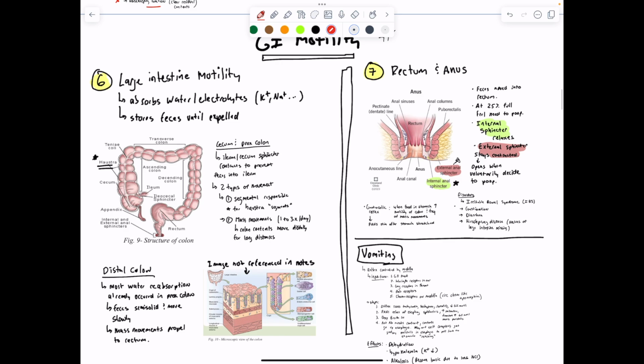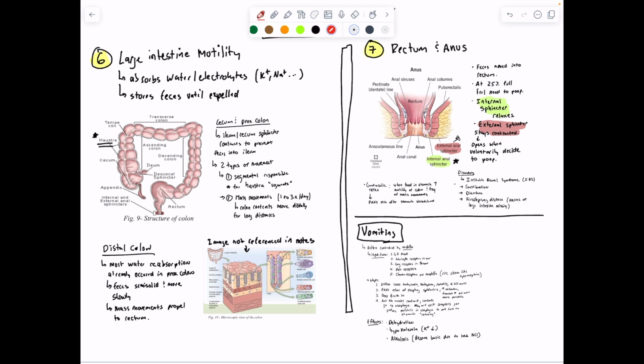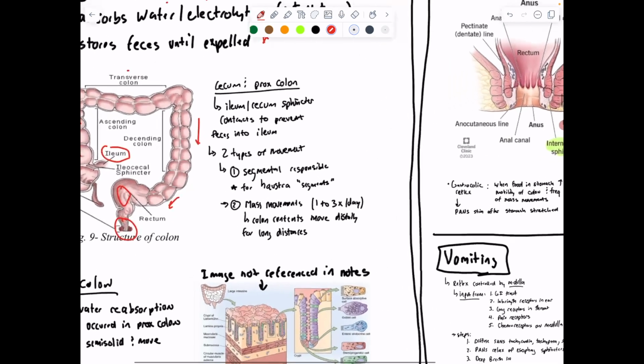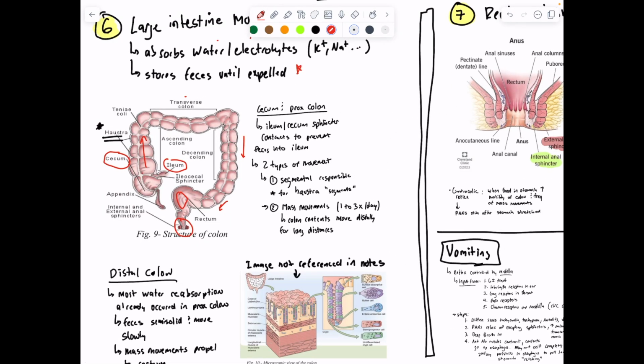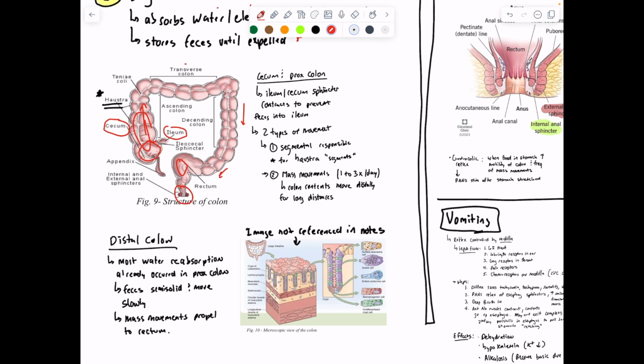We have the large intestine motility. Large intestine is going to absorb water and electrolytes, store feces until it's expelled. So we've left the small intestine. Now we're dealing with the cecum, ascending colon, transverse colon, descending colon, sigmoid colon, and then our friend the rectum, and our anus. Maybe not the friend. Wrong word. Okay. Anyways, we have the cecum right here, and the proximal colon. So the ileocecal sphincter right here is going to contract to prevent feces going back into the ileum.